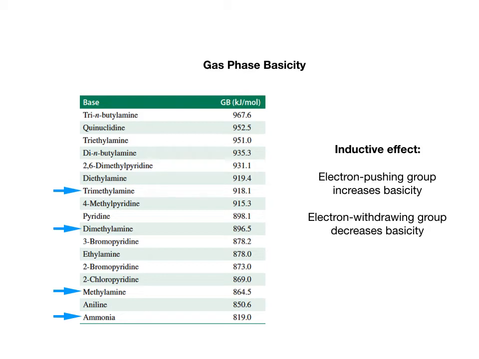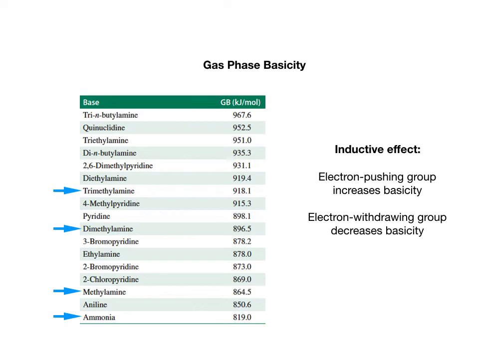So to understand the inductive effect, you should probably go back to your organic chemistry lecture notes and refresh yourself about which functional group is electron donating and which functional group is electron withdrawing. So alkyl groups, for example, are electron pushing relative to hydrogen. Halogen atoms, again, relative to hydrogen atom, are electron withdrawing. Okay. And you'll find some of the electron withdrawing groups here as well.